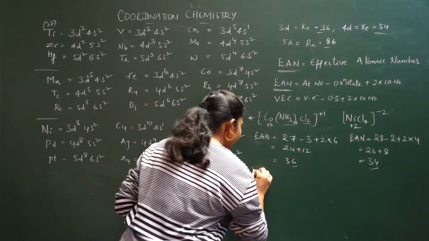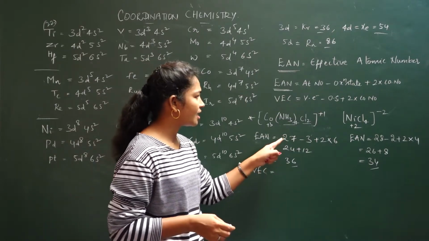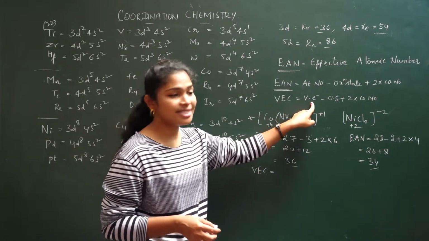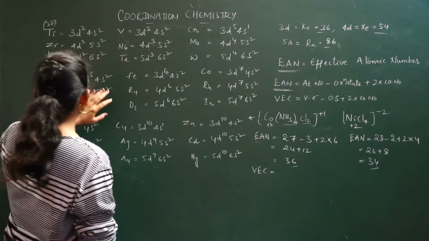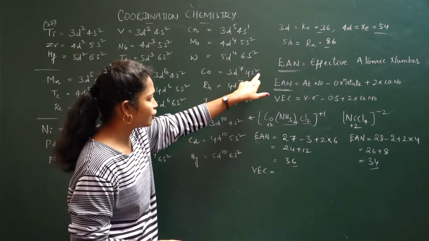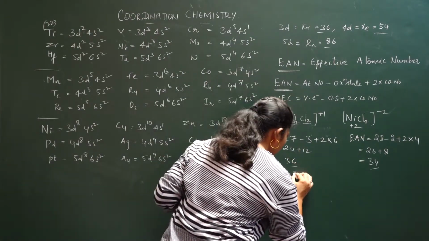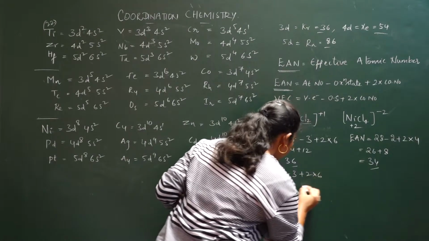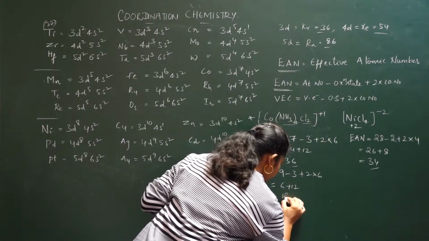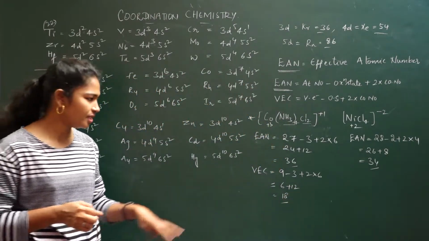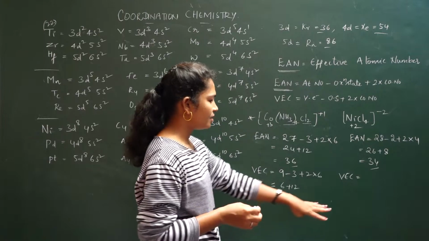Okay. And what is VEC? This also we will calculate here. Valence electronic configuration. So here, instead of taking atomic number, in VEC we take valence electrons. What are the valence electrons present in cobalt? 7 plus 2. So 9 valence electrons are there. 9 minus oxidation state, 3, plus 2 into 6. 9 minus 3 is 6, plus 12, 18. So the valence electron configuration is 18. They have given here. We got here. So you calculate VEC here.